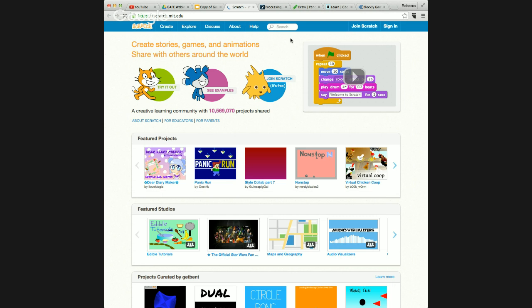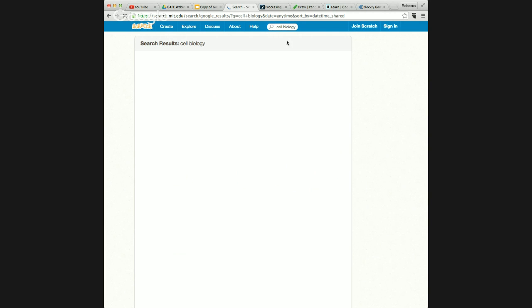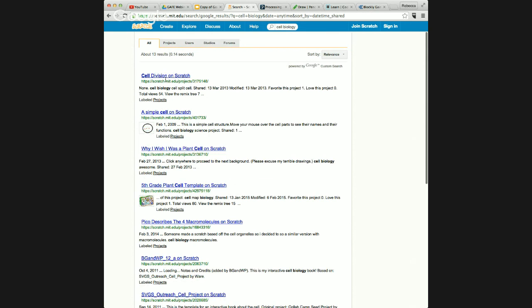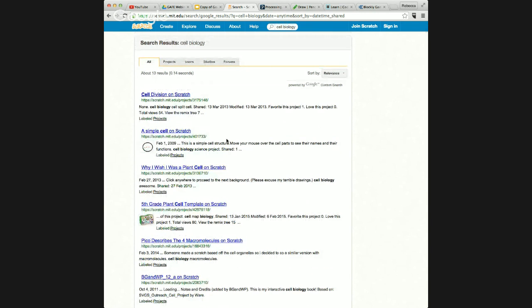I'll just click on it so we can have a quick look. So if I go cell biology, perhaps up in the top of the screen here, and just search the projects, you'll find we've got some cell division on Scratch. So this is a project contributed by a student. You've got a simple cell on Scratch. Even some teachers actually create their own projects as a way to explain ideas to students, which is quite neat.